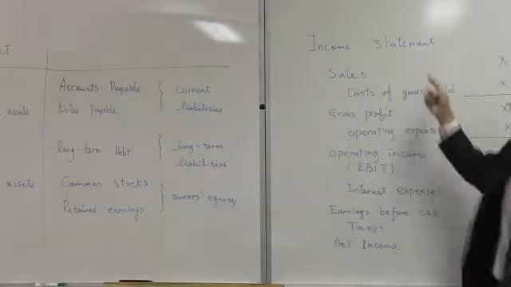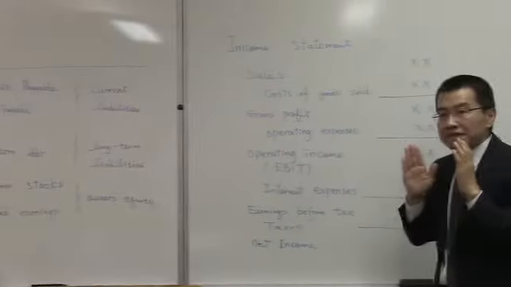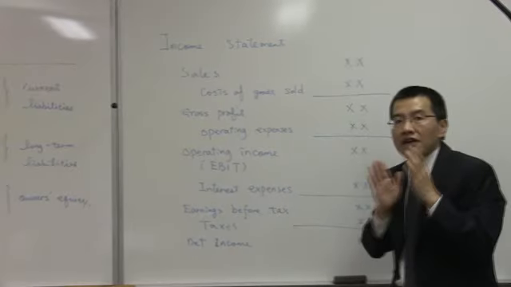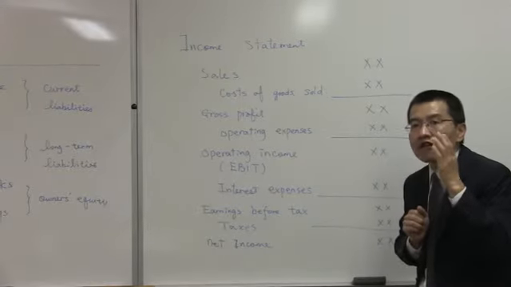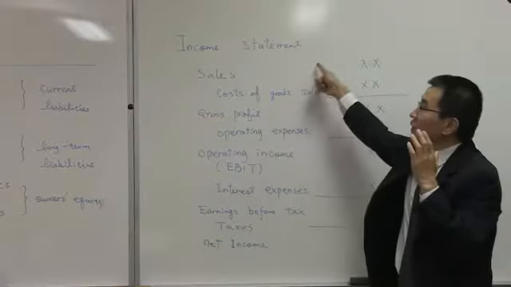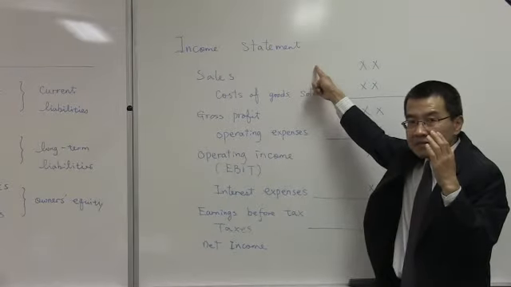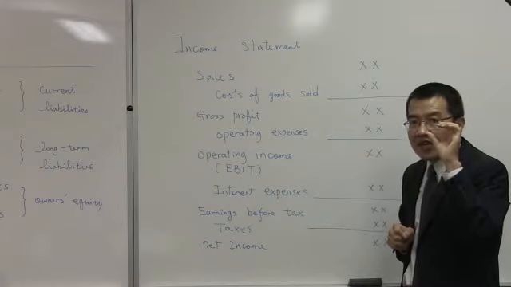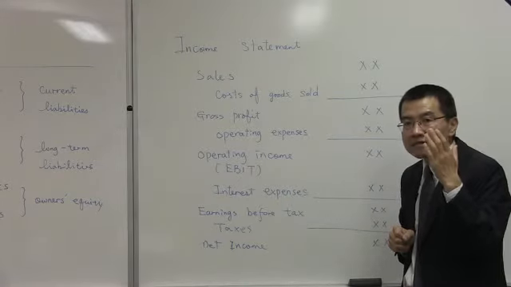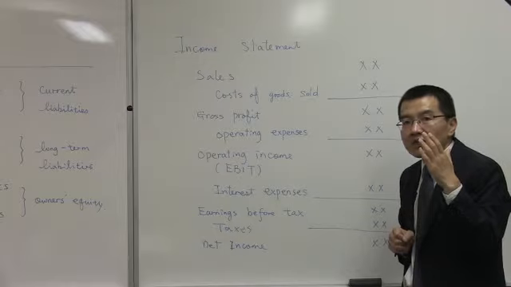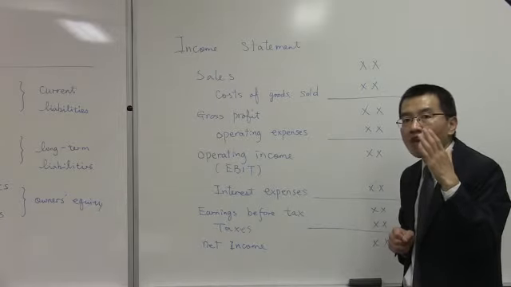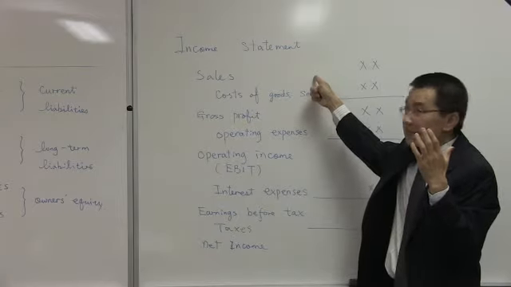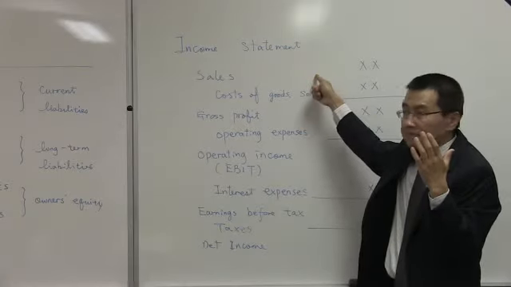And for the income statement, it is a little different. The income statement is a summary of the company's activities over a period. So usually for the annual income statement, it will cover that whole year. If it is a quarterly income statement, then it will cover the activities over a quarter. So that's the difference between the balance sheet and the income statement.